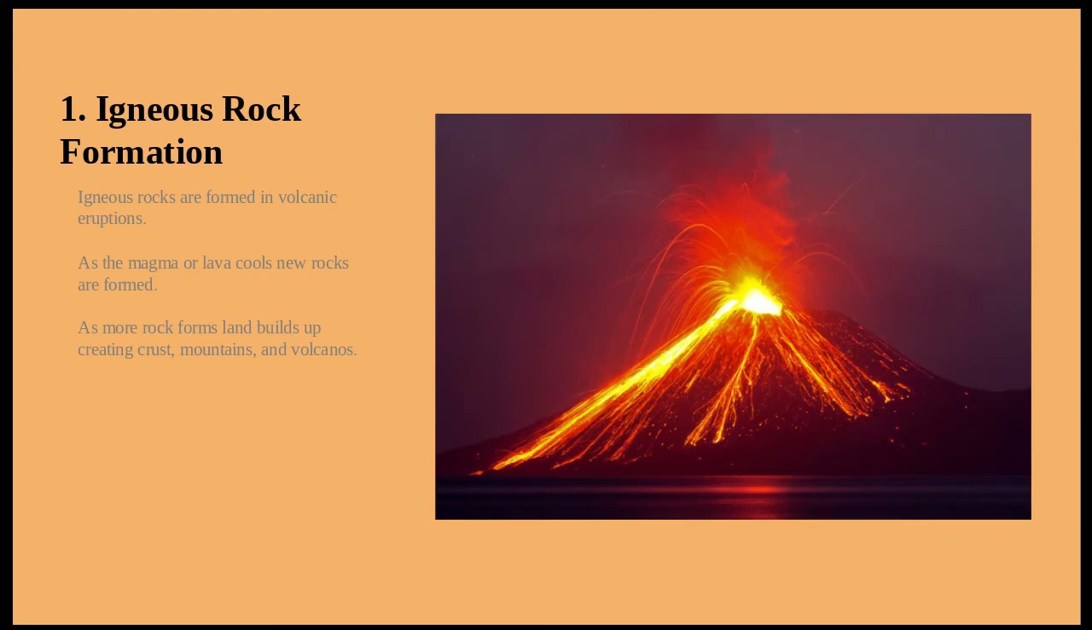First, of course, igneous rocks are going to form, and they're going to be formed in volcanic eruptions. And as the magma or lava cools, these new rocks are formed. And as more rocks form, land builds up, creating more crust, mountains, and volcanoes.